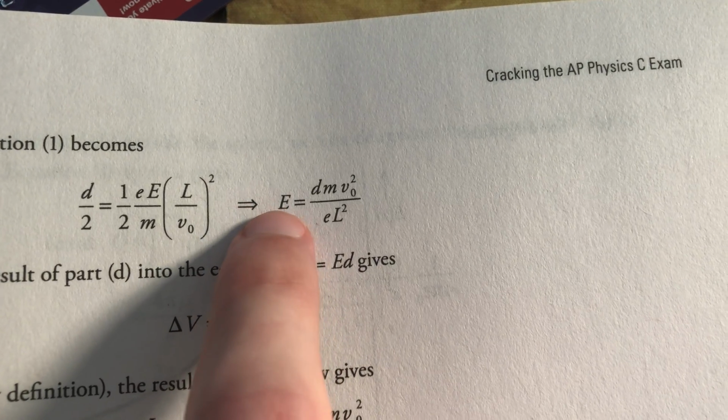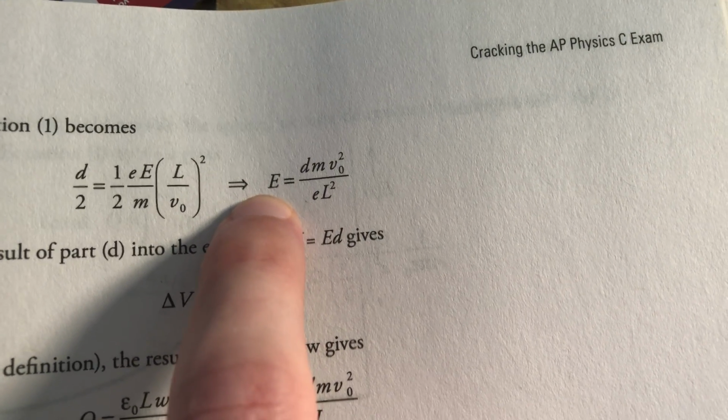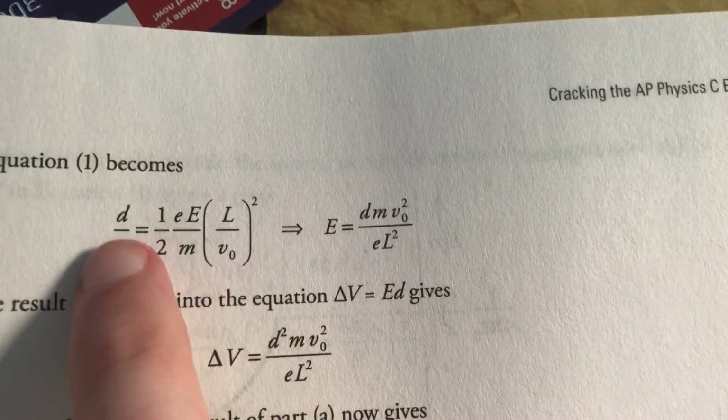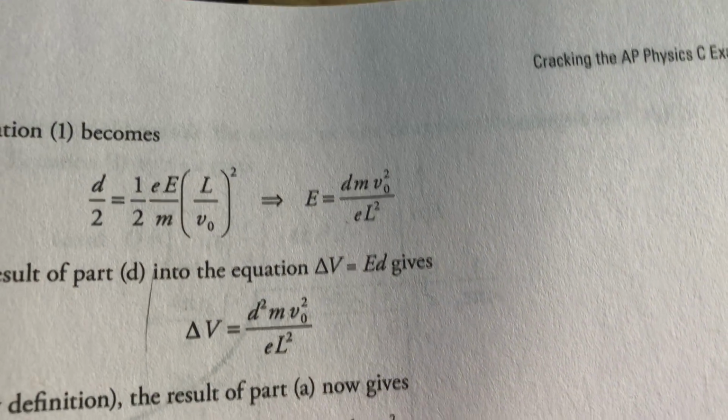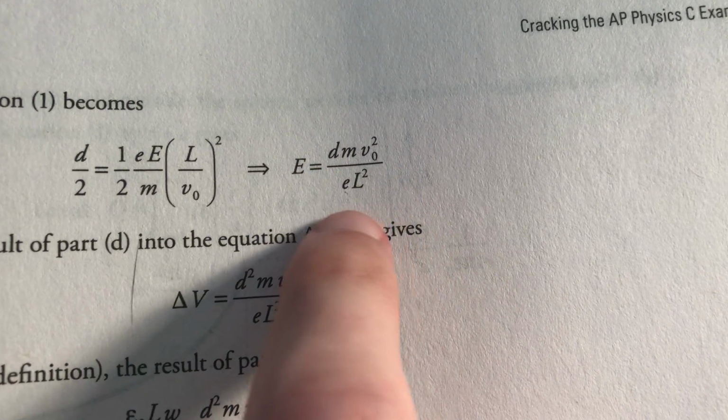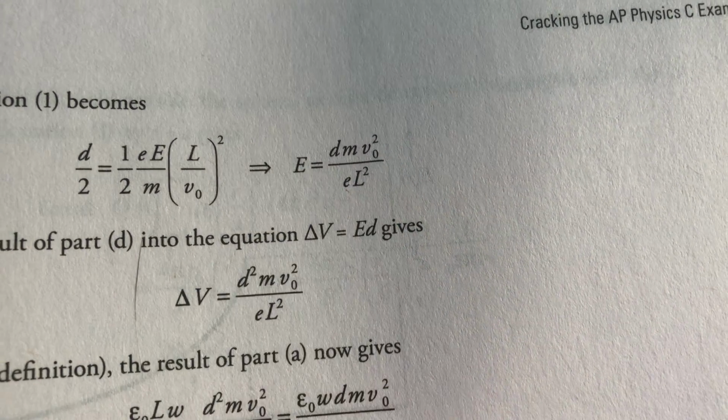Now we're going to solve it for electric field E, because that is what we're asked to do, determine the strength of the electric field between the plates. So it's just algebra, rearranging all these crazy variables, and it ends up being E equals d m v naught squared over little e times L squared.